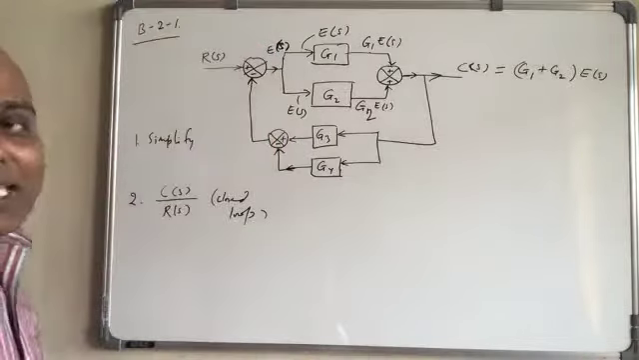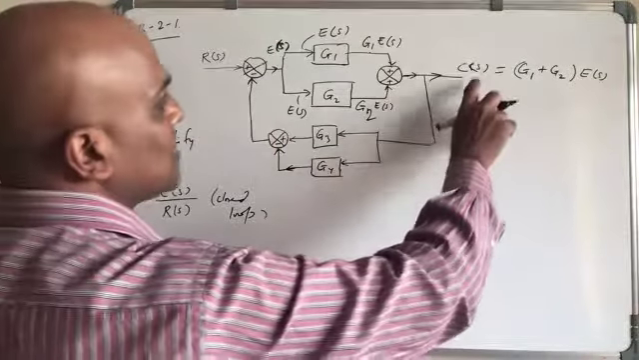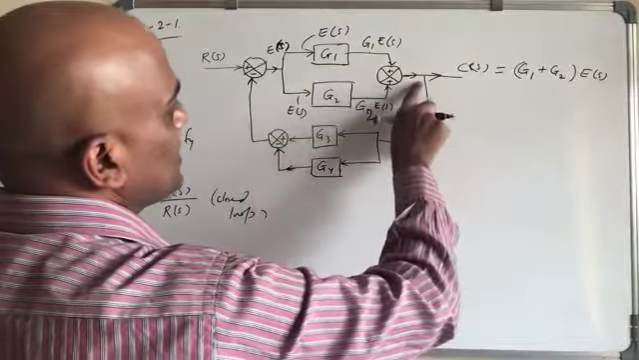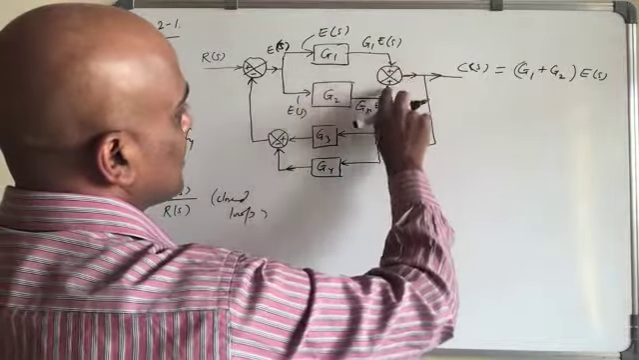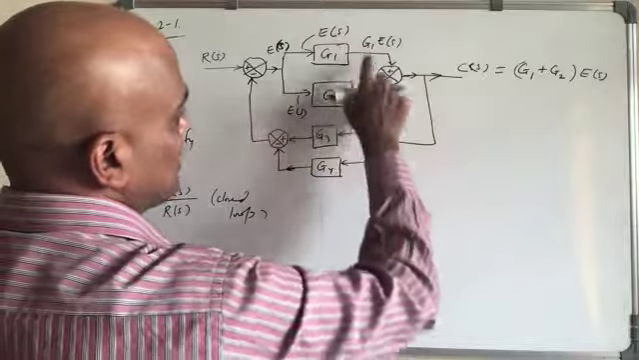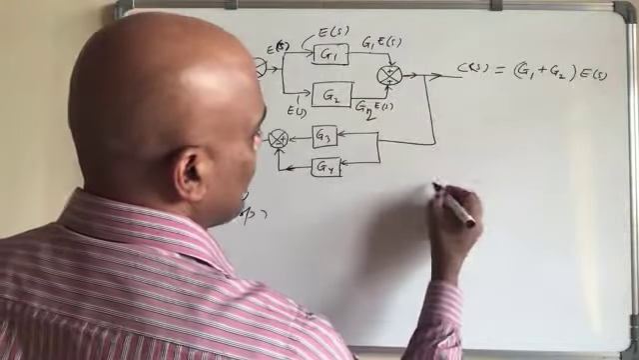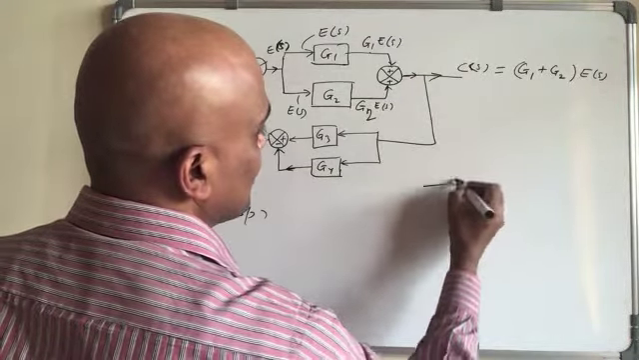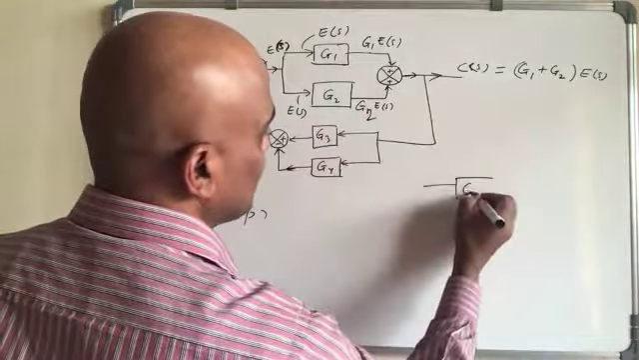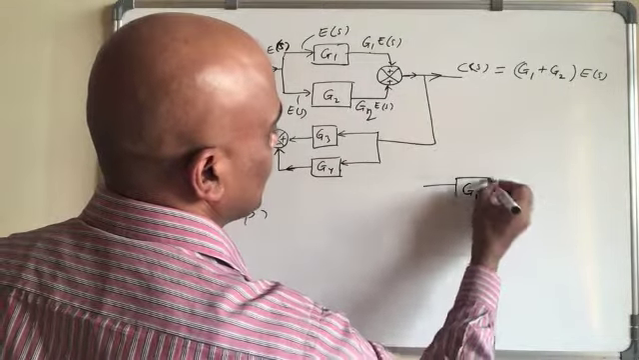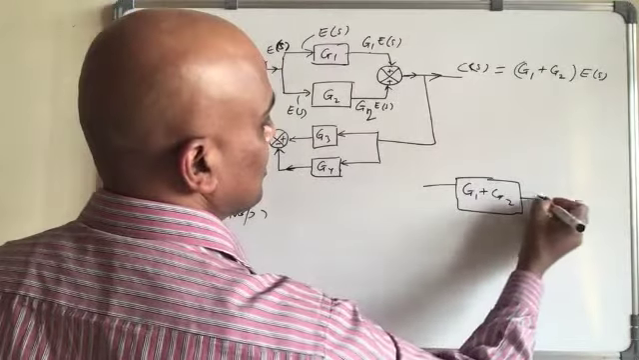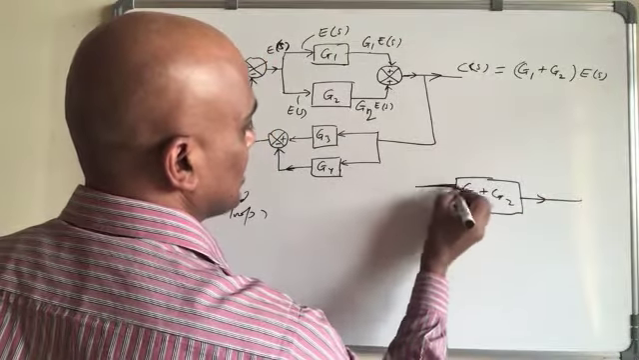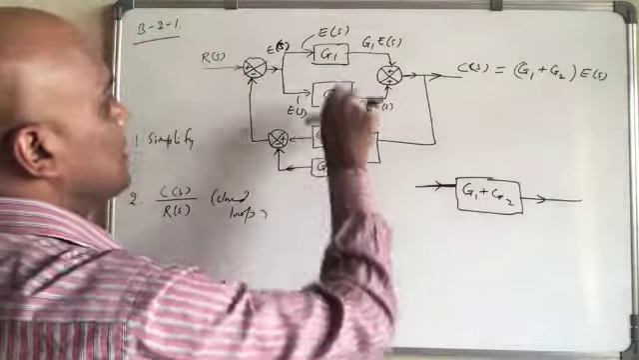When you say simplification, that really means what? Basically C(s) is equal to G1 plus G2 times E(s), since you are adding. So both of them combined, you can combine into a single block. So this becomes G1 plus G2 simply. This is what the simplification means. Okay, so this is done.